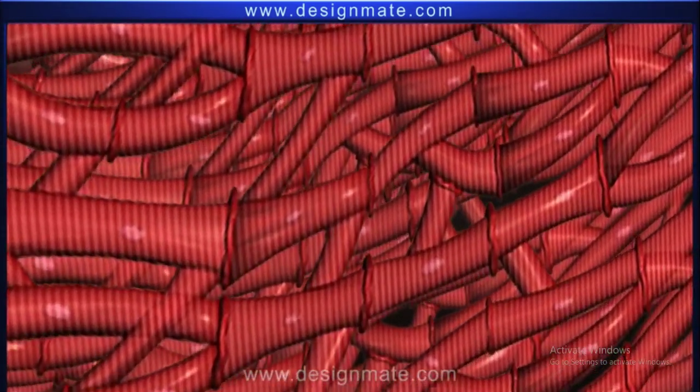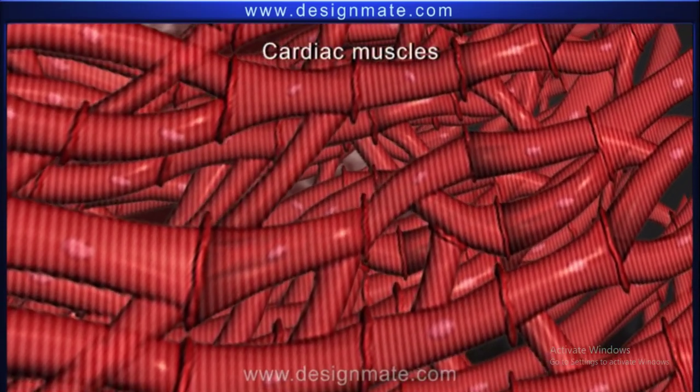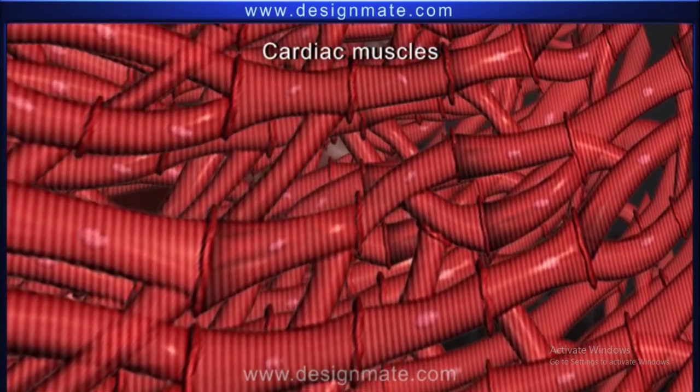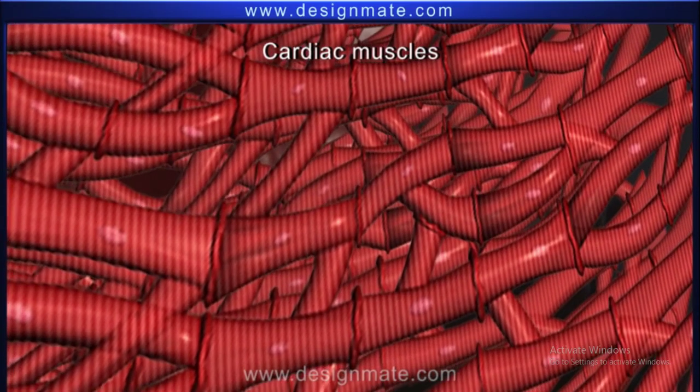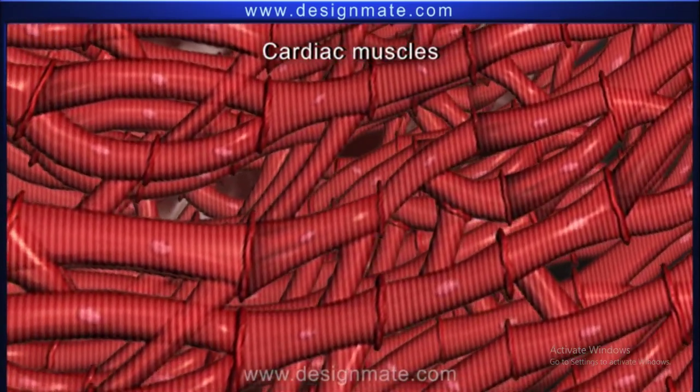The wall of the heart is made up of special types of muscles called cardiac muscles. These muscles branch out and cross-connect each other to form a complex net-like arrangement.